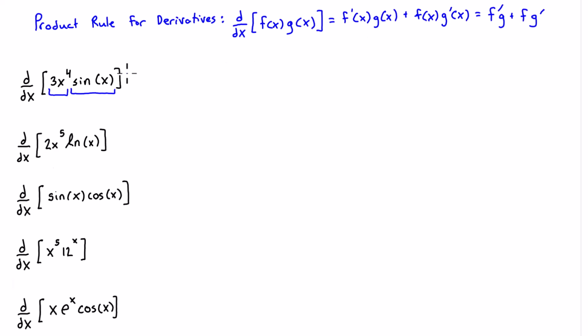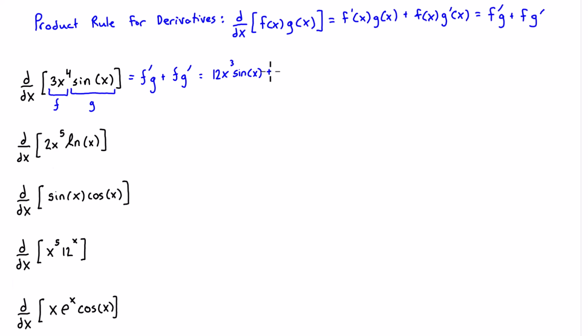This will make sense when we work through this first example, so let's just write it out. We're going to identify this as f and this one as g, and so the derivative of this is going to be f prime times g plus f times g prime. So we're just going to work through this one step at a time. The derivative of f, we're going to use the power rule for this, so we just bring down the exponent and multiply it by the constant in front, so that gives us 12x to the power of 3 because we subtract 1. So that's f prime, and we multiply it by g, and g is just sine of x.